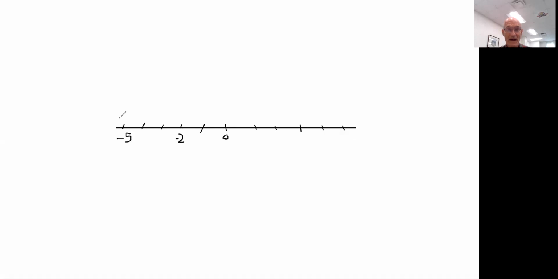Let's call this point A. So this is A. This would be B. This would be C. We can put D here. And we can put E here. So E is 5. And D is 2.